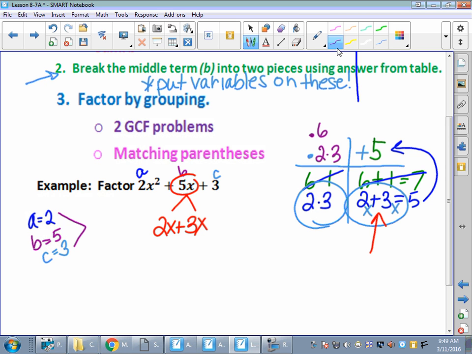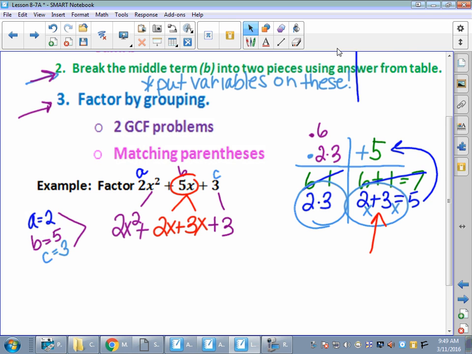I'm going to bring down my plus 3. I'm going to bring down my 2x squared. And that was a positive 2x plus 3x. I didn't really change anything, right? If I combine like terms, I'd still be back to my original problem. But now that I've broken the middle term into two pieces, step 2, now I'm going to go back to section 8.5b and factor by grouping.